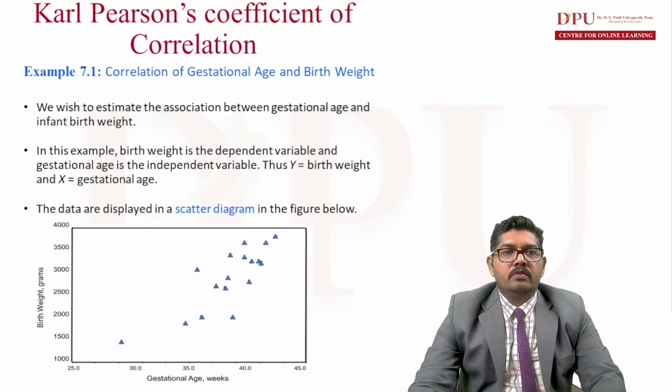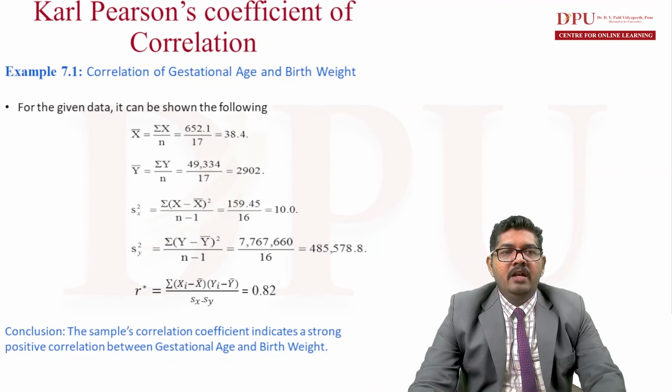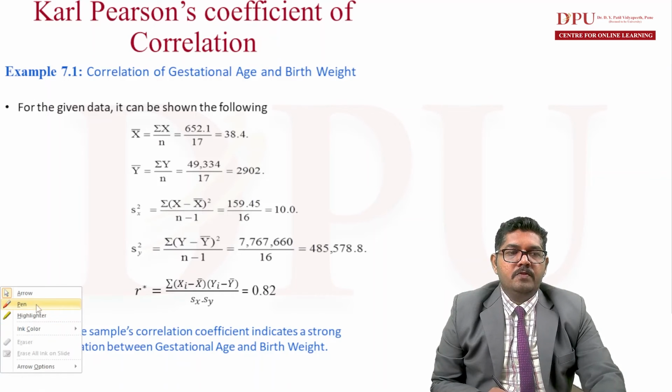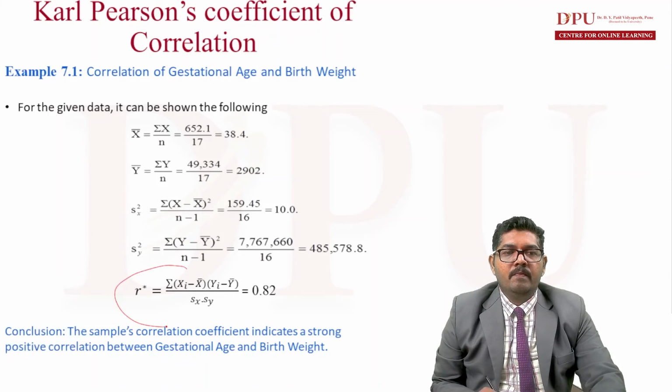Correlation of gestational age and birth weight. We wish to estimate the association between gestational age and infant birth weight. In this example, birth weight is the dependent variable and gestational age is the independent variable. Thus y is equal to birth weight and x is equal to gestational age. We get a scatter diagram like this, and we find the correlation coefficient by using this equation.